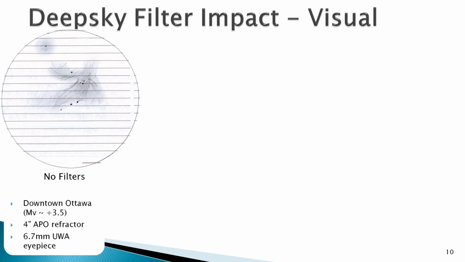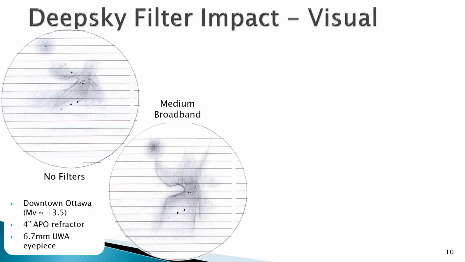As another example, consider this hand sketch I made while visually observing M42, the Orion Nebula, from my backyard in Ottawa using a 4-inch refractor. Without a filter, all I could make out was a smudge of nebulosity around the trapezium stars. Adding a medium broadband filter improved the contrast and allowed a bit more of the features around the perimeter to be visible.